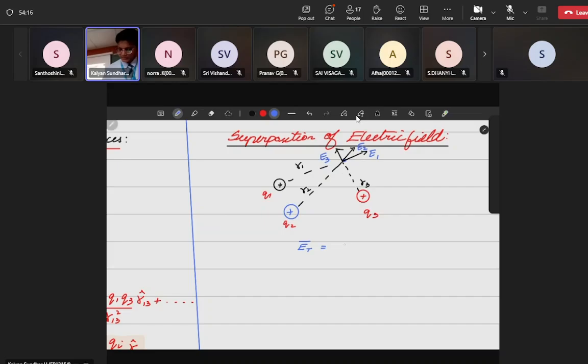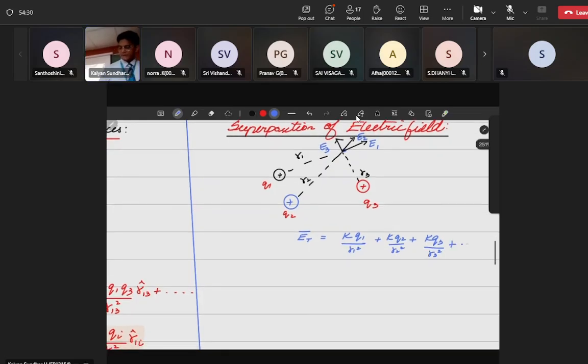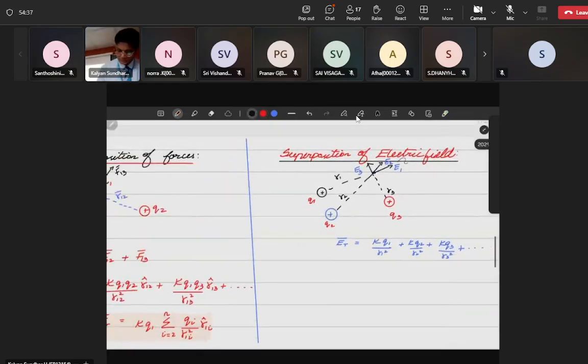So your total electric field will be equal to K Q1 by R1 square plus K Q2 by R2 square plus K Q3 by R3 square, and it will keep on going. Here too it is the same case. Electric field is a vector quantity, so it is a vector unit. You have to write it along with the direction.